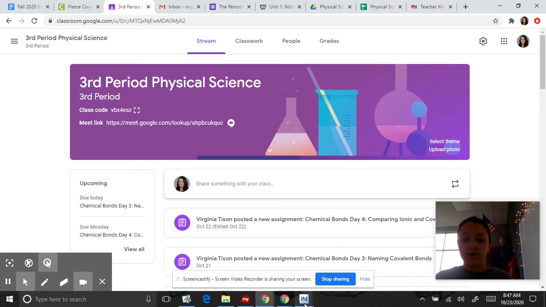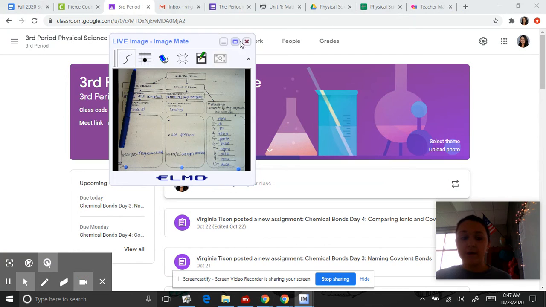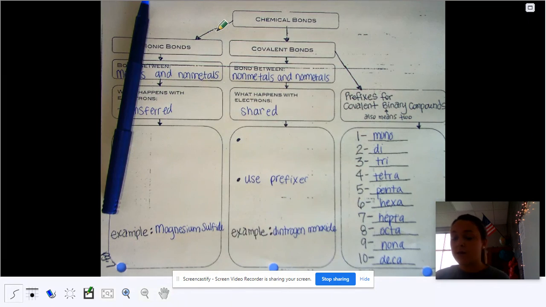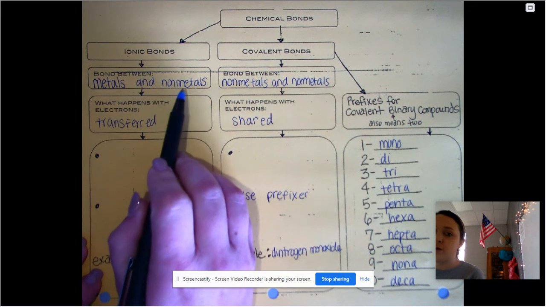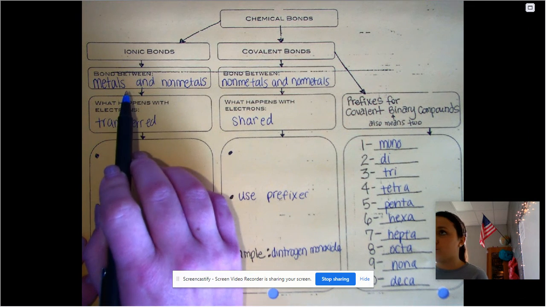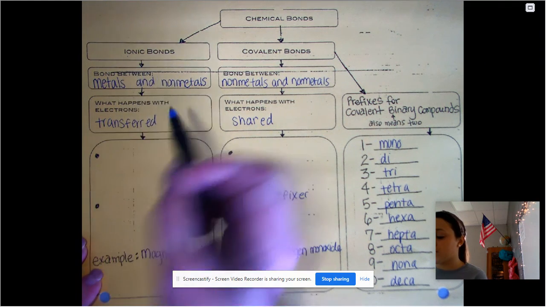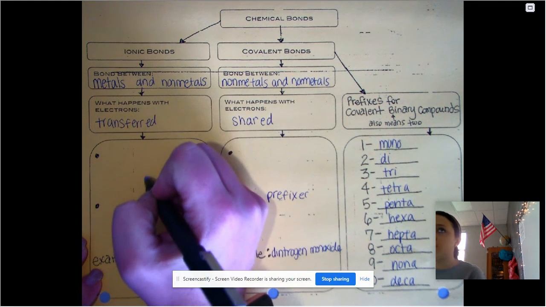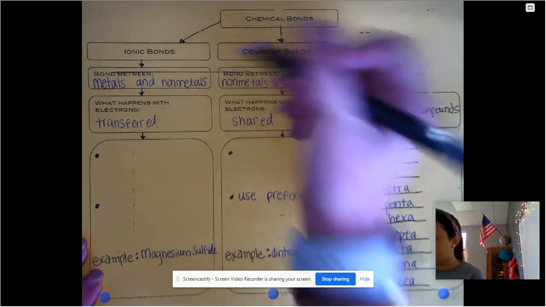Okay, so we are going to review ionic and covalent bonding so that we can take a quiz today. So remember, ionic bonds are between metals and nonmetals. So it's going to be between metals on the left side of the table and nonmetals on the right side of the periodic table. So you're going to need to use your periodic table. Electrons are transferred because metals have a positive charge and nonmetals have a negative charge.